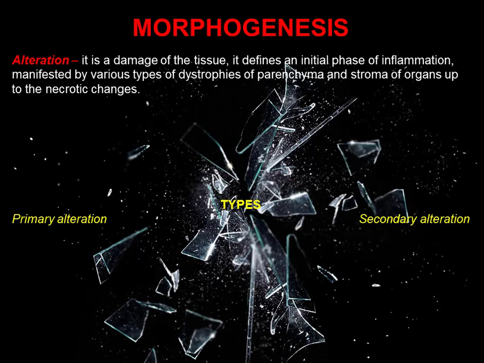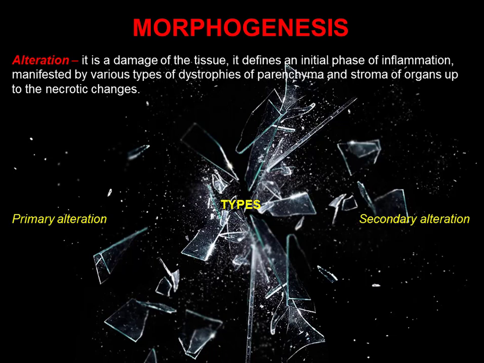The initial phase of inflammation leads to the release of mediators that determine the subsequent development of the inflammatory response. There are 2 types of alteration. It can be primary alteration and secondary alteration. Primary alteration is caused by direct damage of the harmful factor, and it prolongs its pathogenetic effect.